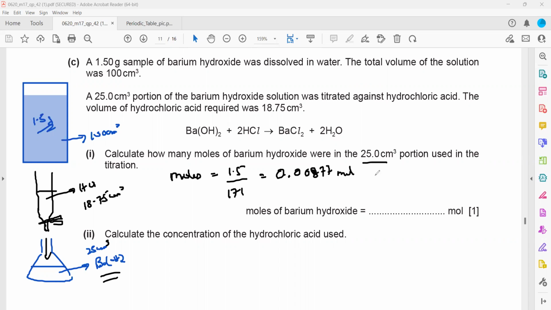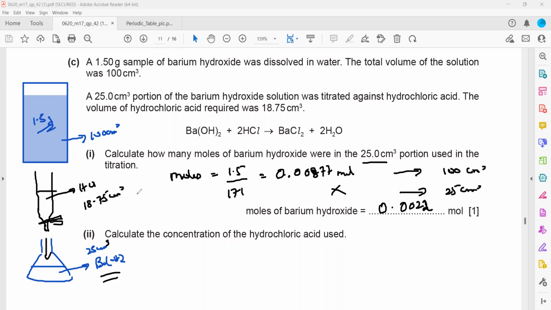These are the moles, but these are the moles in what? These are the moles in 100 cm cube. But we did not take 100 cm cube. We took only 25 cm cube. So in 25 cm cube, how much will it be? It will be x moles. Just cross multiply: 25 times 0.0087 divided by 100. That equals 0.0022 mole, since it is 0.00219, so I can say 0.0022.